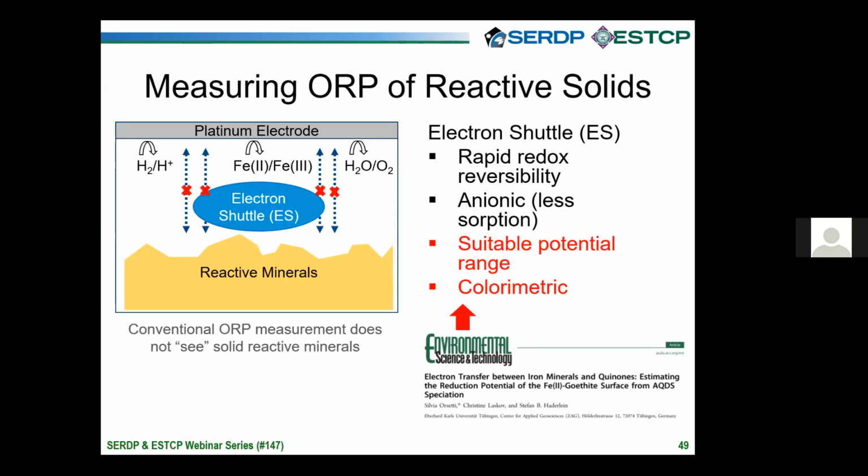So the last question is, how do we know when we measure the accurate mineral reduction potential? Fortunately, many of the Electron Shuttles also have colors, and their color changes upon oxidation and reduction reaction. So we can actually use the colorimetric approach to measure reduction potential and compare that with electrode measurements.